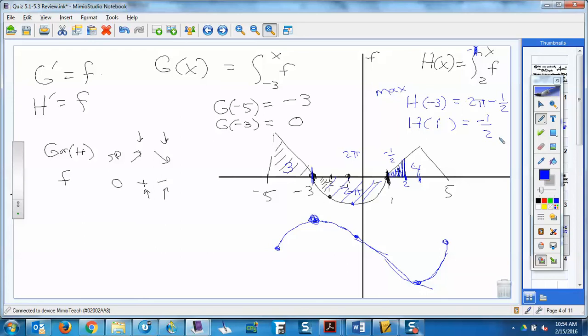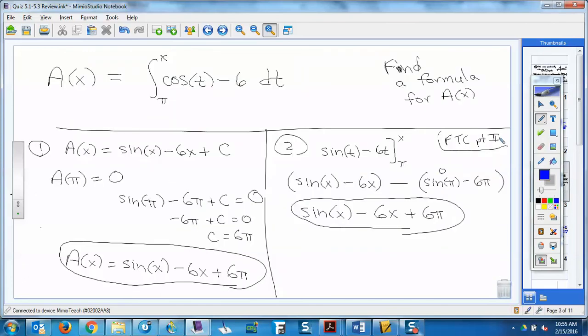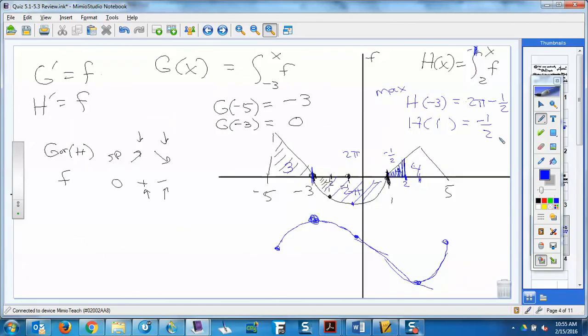So that problem kind of ties together all of this section 2 stuff we're talking about back here. Area function is the antiderivative. The stuff with the chart, okay? The left edge is just that plus C kind of thing. But all those chart kind of questions come into play there. All right. So I wanted to make sure and talk about that one.